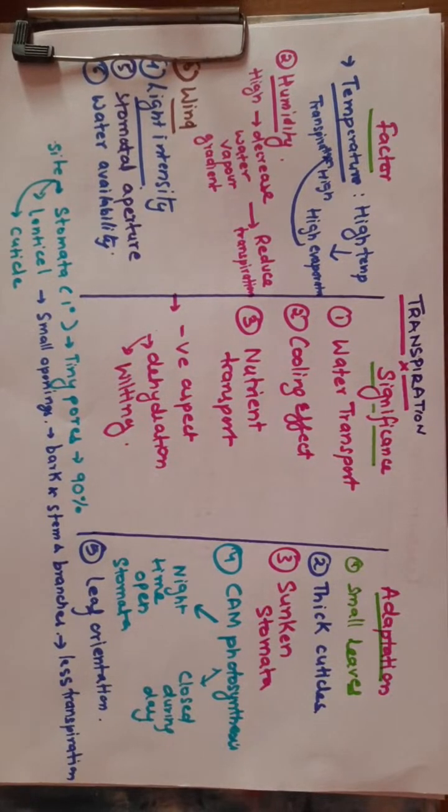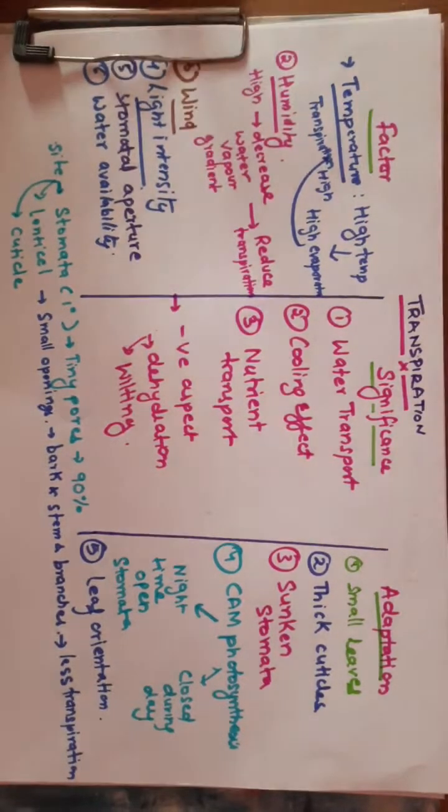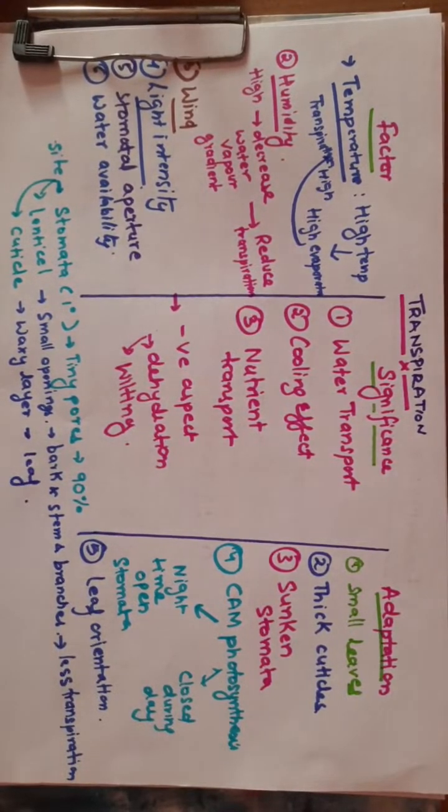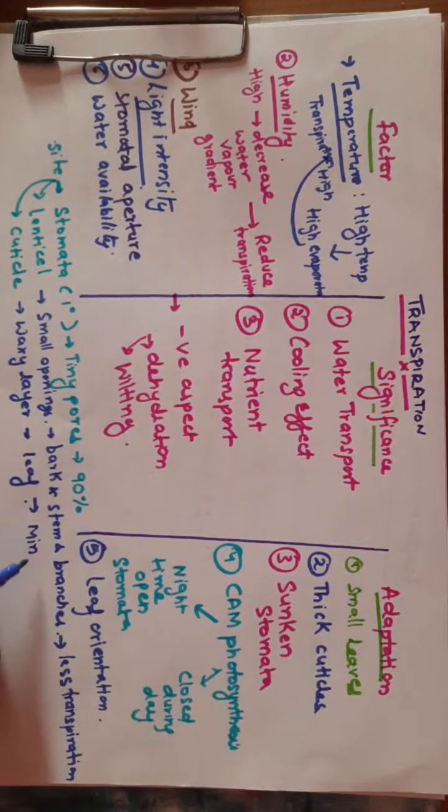The third one is the cuticle. We all know what the cuticle is. The cuticle is defined as a waxy layer. Where is it present? The waxy layer is present on the leaf. Since there is a wax coating over the leaf surface, there will be minimal water loss through this cuticular transpiration.